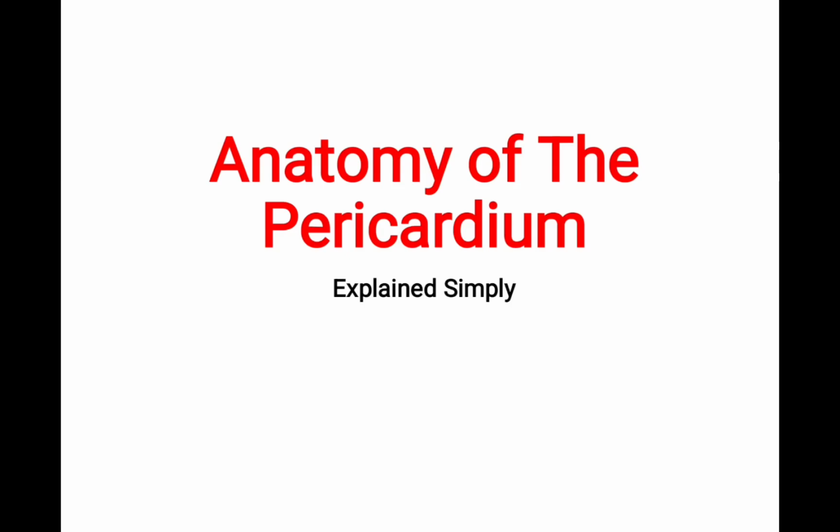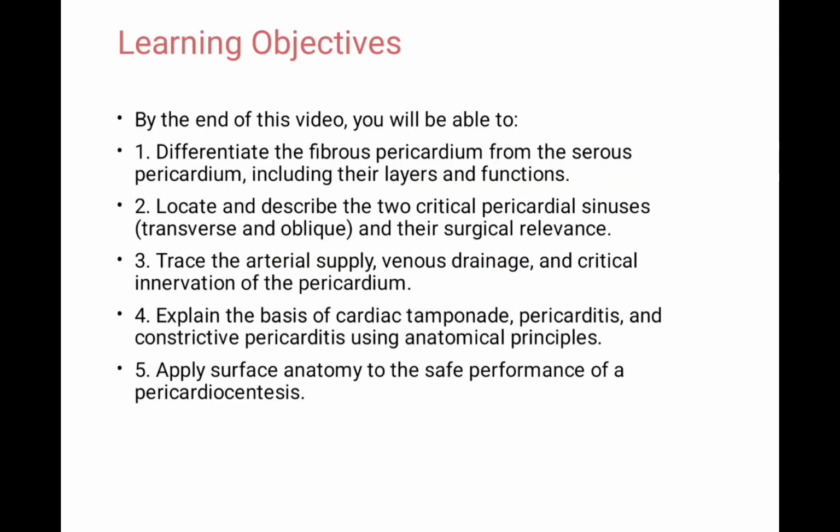Today we are going to be looking at the anatomy of the pericardium. By the end of this video, you'll be able to differentiate the fibrous pericardium from the serous pericardium, including their layers and functions. You'll be able to locate and describe the two critical pericardial sinuses, that's the transverse and the oblique sinus, and their surgical significance or relevance.